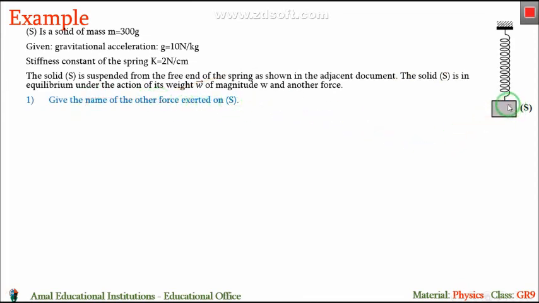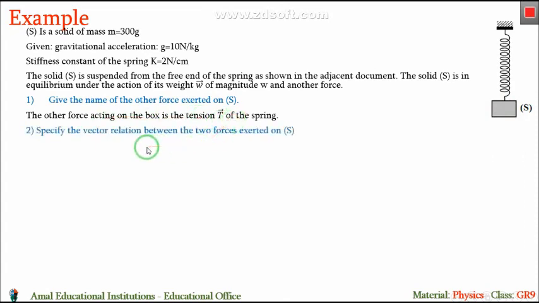The box S is at equilibrium under the action of two forces. The first one is the weight force, which is vertically downward, and the second one is the tension force, which is vertically upward. So, the other force acting on the box is the tension T of the spring. Specify the vector relation between the two forces exerted on S. The vector relation between the two forces exerted on S is the condition of equilibrium of S, which is T vector plus W vector is equal to 0 vector.